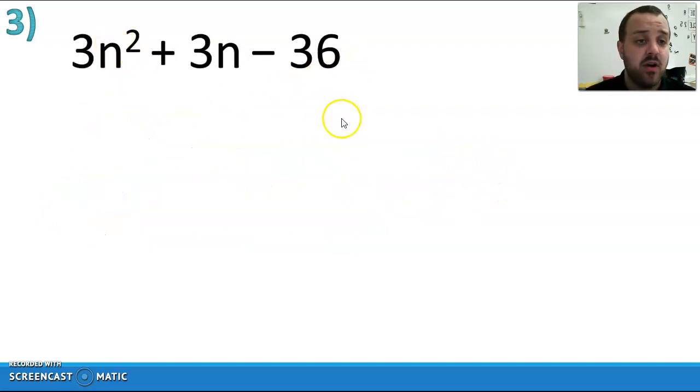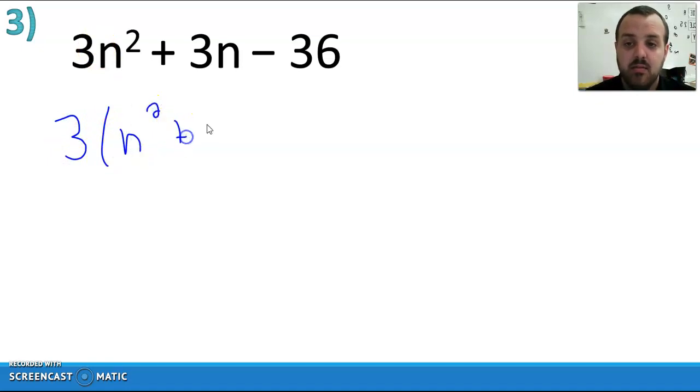Okay, here's another one. Once again, I have a leading coefficient. It's not 1, it's 3. So how do I factor that? Well, we're going to be looking for that GCF. What goes into every term of my trinomial? In this case, it's just going to be the number 3. So what's left over? n squared plus n minus 12.